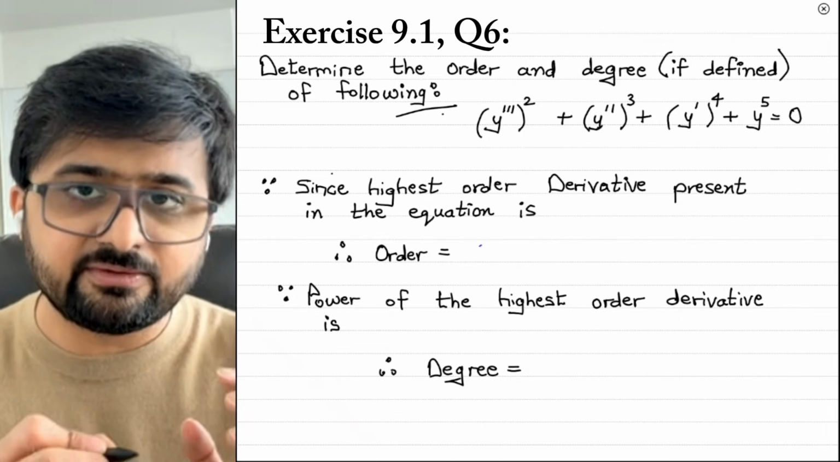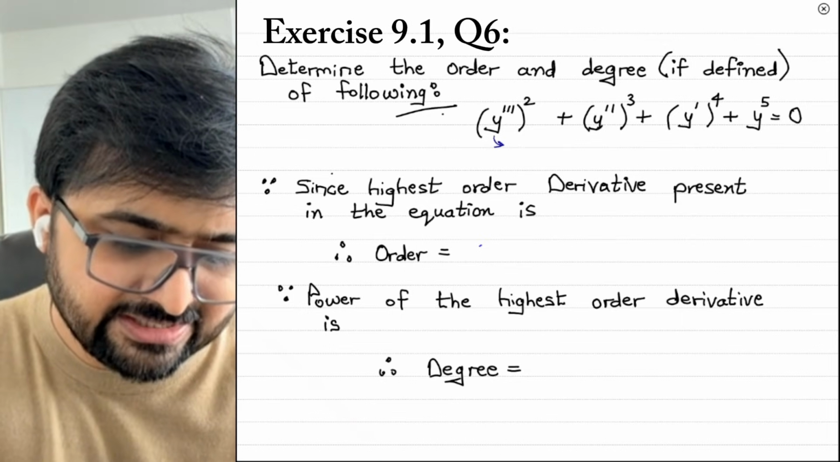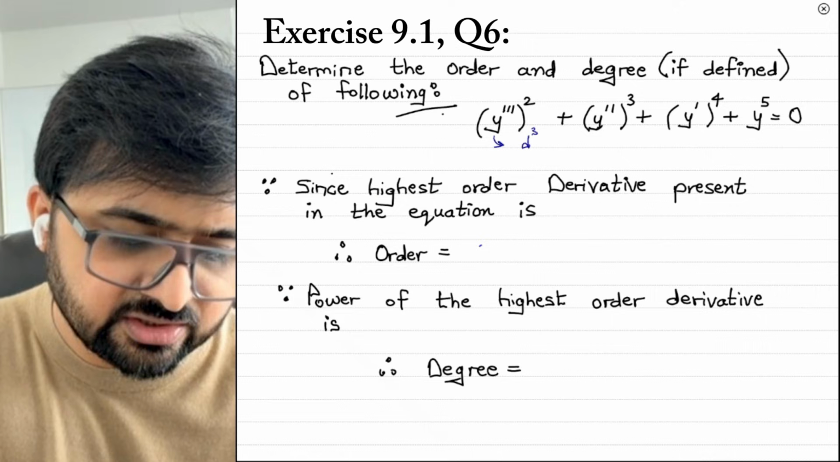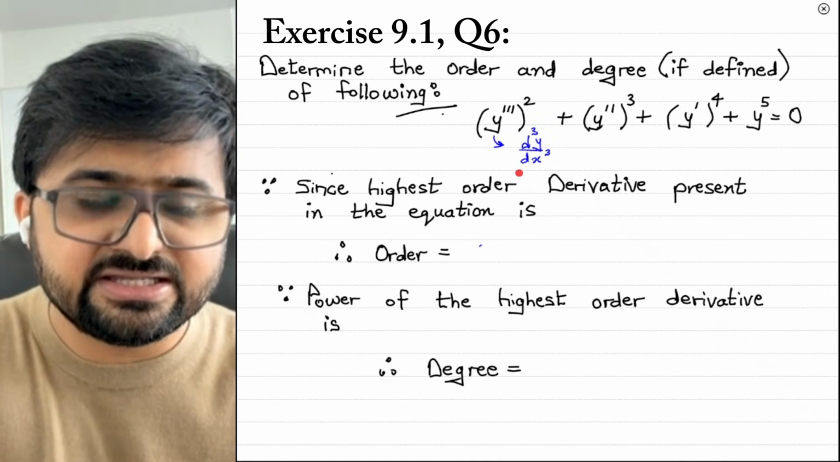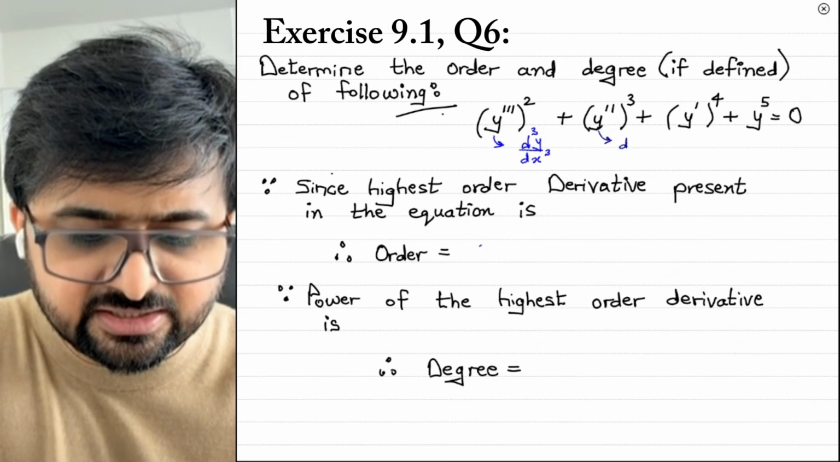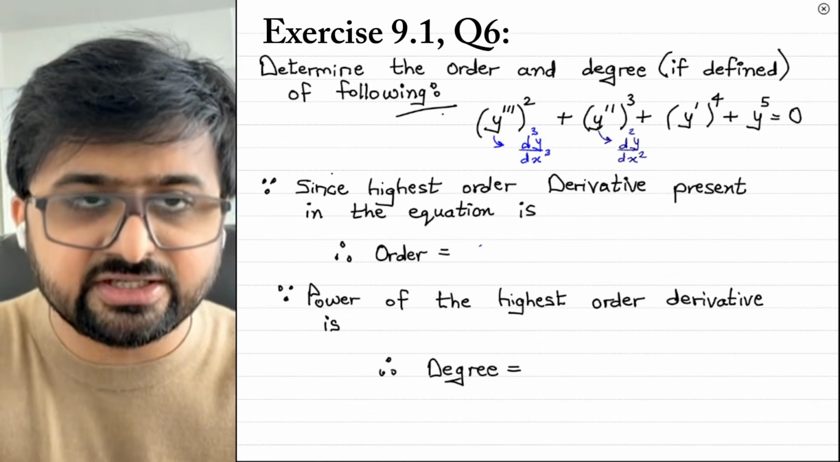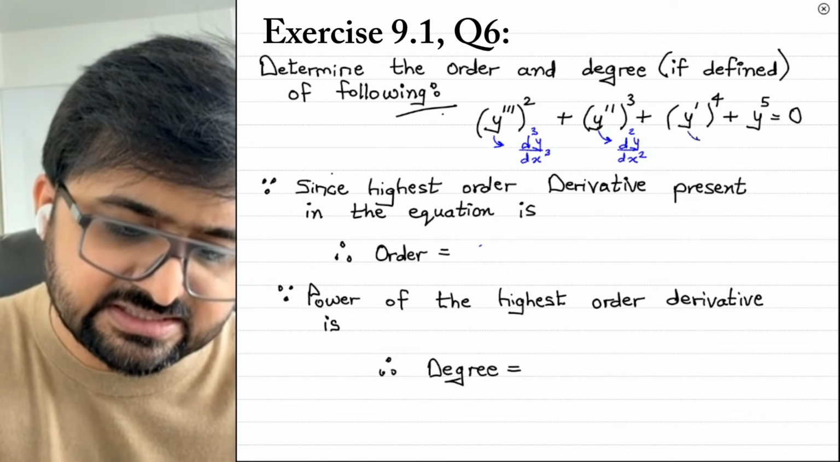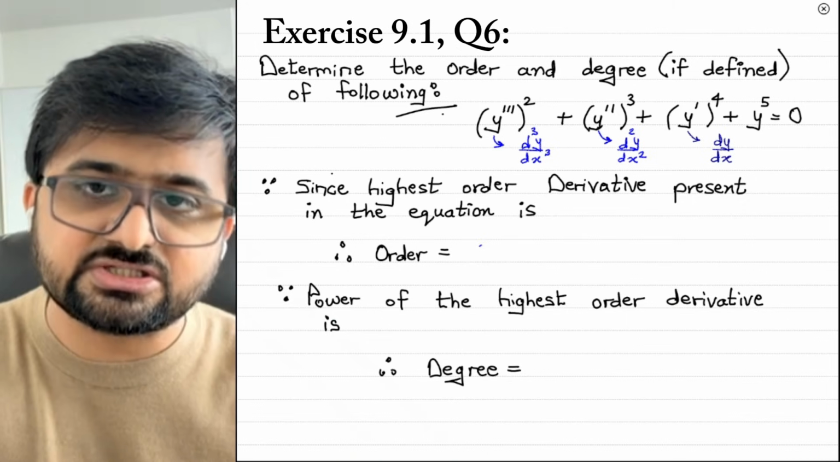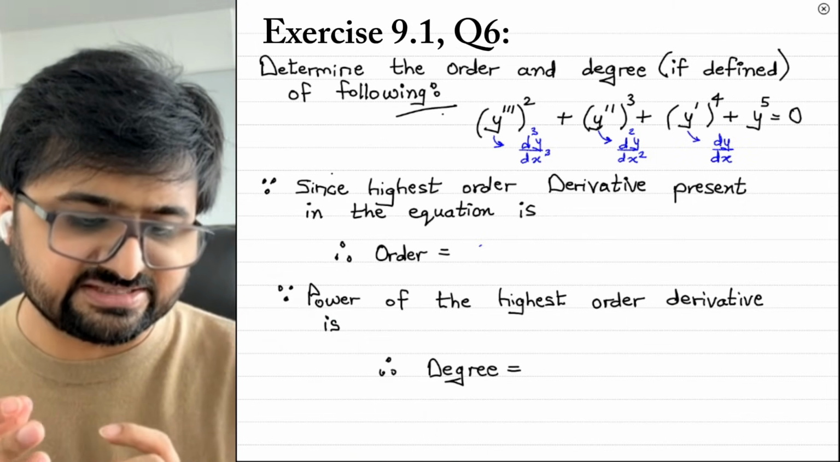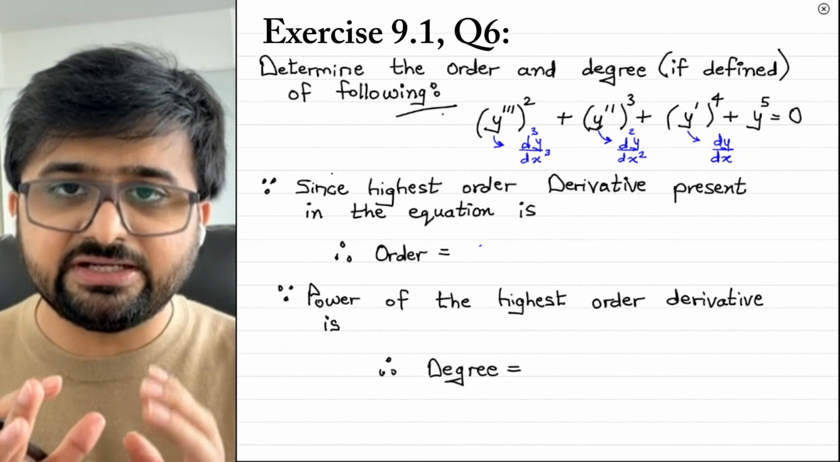Now, from our previous discussion, we know that this y''' is nothing but the third order derivative of y with respect to x, so d³y/dx³. This y'' is d²y/dx², which is the second order derivative of y with respect to x. And this y' is nothing but dy/dx, which is the first order derivative of y with respect to x. Let's try to find the order first.